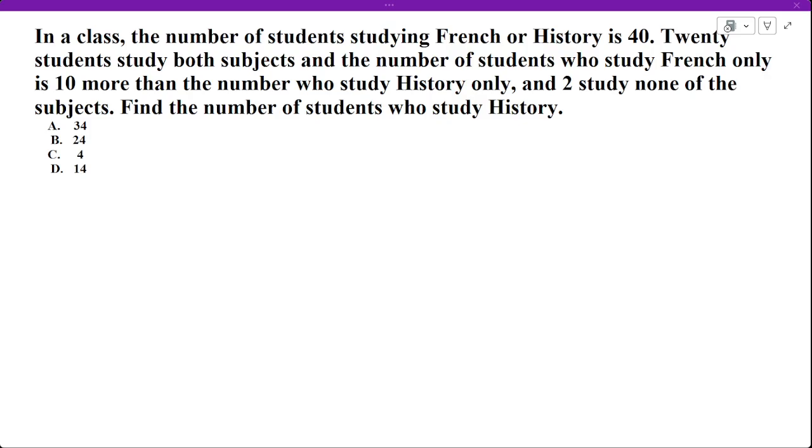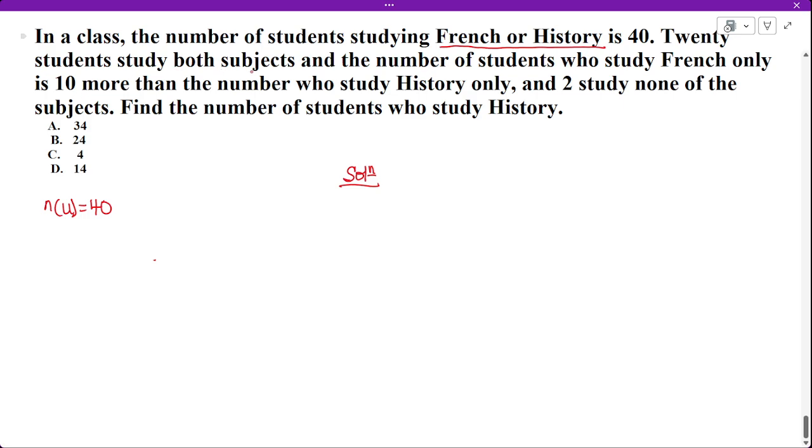Let's consider this question. We have a two-set problem here. In a class, the number of students studying French or history is 40. Since it's a two-set problem and the statement has been made this way, those studying French or history, we are saying that gives us the universal set. So we represent it mathematically as we go on. So we know our universal set is given as 40.